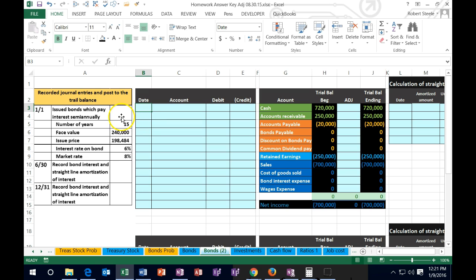So we're going to have the information on the left hand side. We're going to post that information or record the journal entries related to this information in this blue section here. Then we will post that information to the center section of the trial balance so that we can see what's going to happen within context of trial balance.